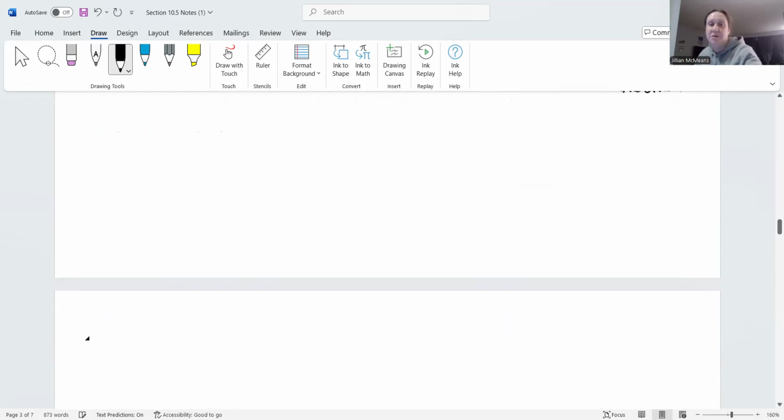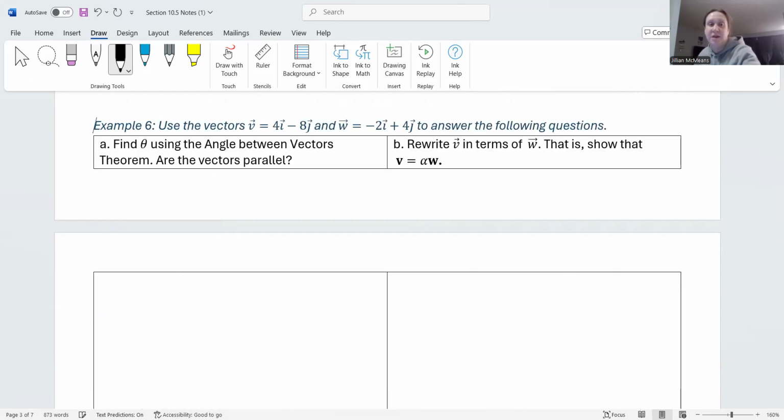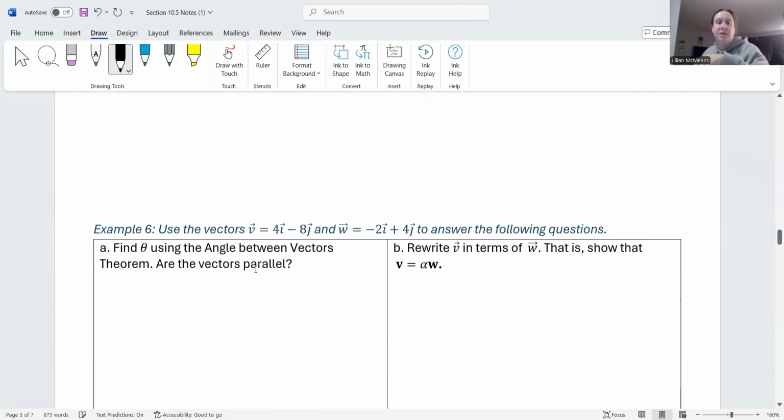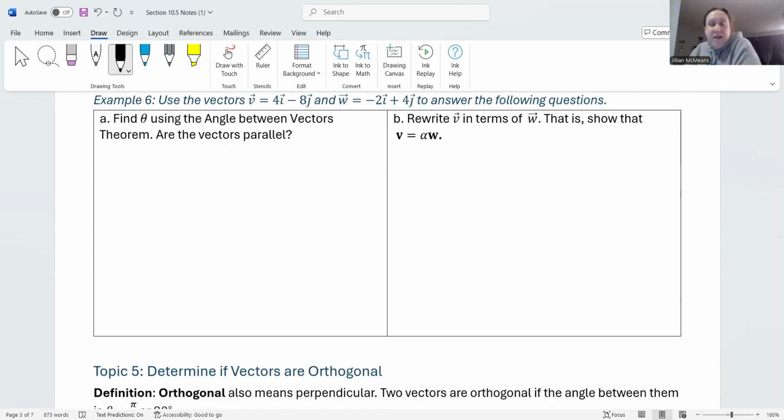I want to be able to do this in one piece, so I'm going to scoot it down to the next page. There we go. Okay. So it says here for example 6, hopefully your printout doesn't look like that. But here for example 6, it says use the vectors v and w to answer the following questions. Okay, so we have that v equals 4i minus 8j and w equals negative 2i plus 4j.